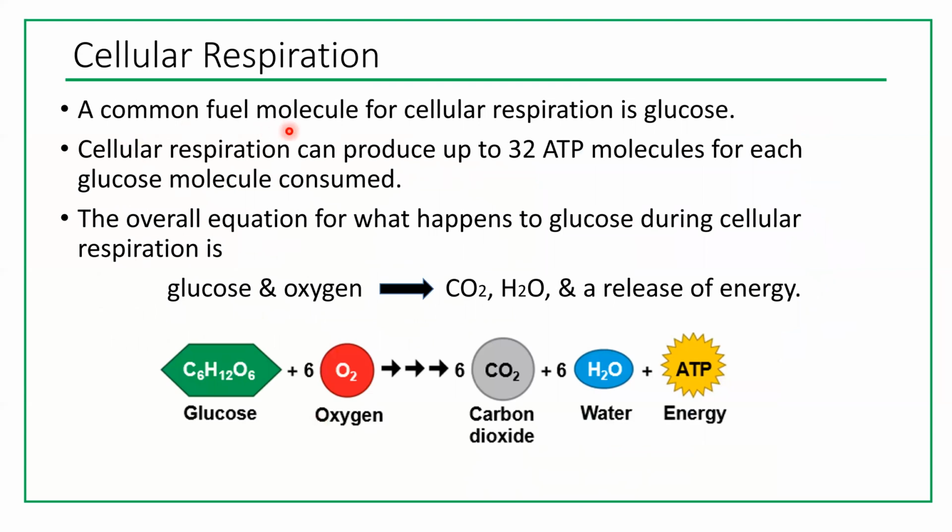A common fuel molecule for cellular respiration is glucose. Cellular respiration can produce up to 32 ATP molecules for each glucose molecule consumed. The overall equation for what's happening to glucose during cellular respiration is glucose plus oxygen yields carbon dioxide, water, and release of energy. Or glucose, oxygen gives you carbon dioxide, water, and ATP.